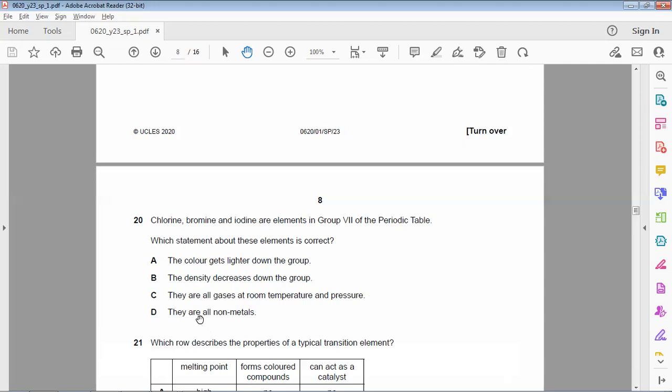And yes, they are all non-metals. They will attract electrons. They won't give away their electrons. So yes, D is the correct answer.